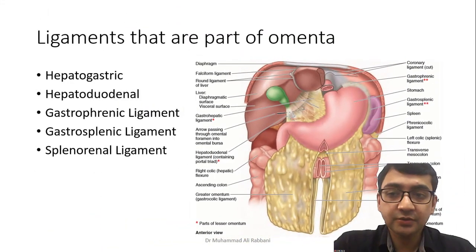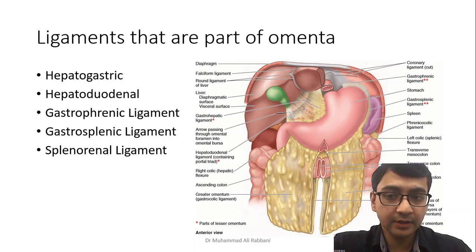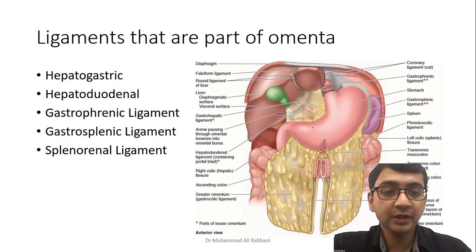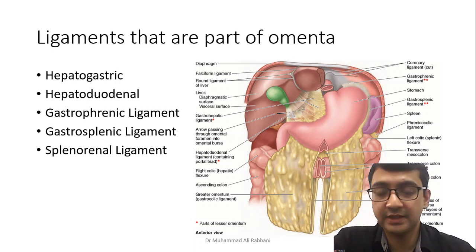So these are the ligaments we just discussed. We just discussed hepatogastric, hepatoduodenal, gastrophrenic, gastrosplenic, and here gastrocolic. And the splenorenal ligament we discussed in the embryological portion when we were discussing the formation of the lesser sac.